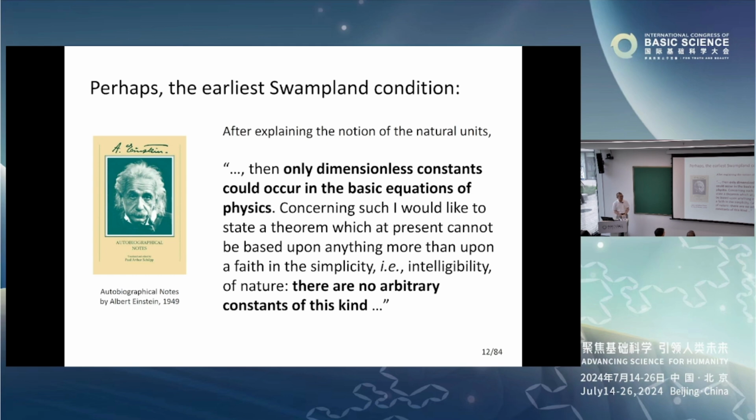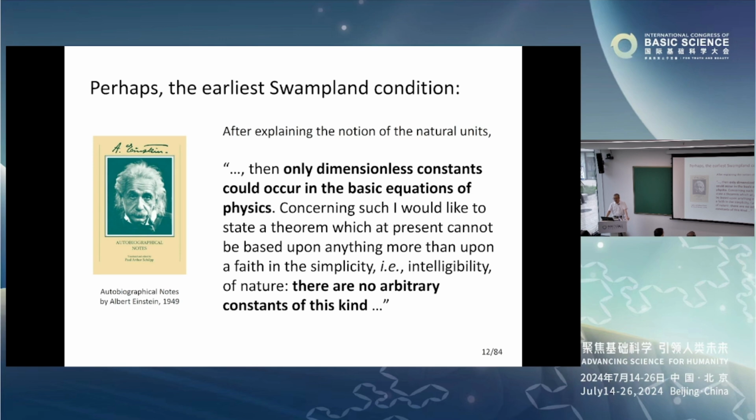So as far as I can see, the first literature on the absence of swampland condition is the autobiographical note of Albert Einstein, published in 1949, in which he had a very interesting section where he explained the notion of natural unit. Namely, he said that if you measure objects in terms of units natural to fundamental physical principles, such as Planck constant, Newton constant, etc., then everything can be expressed in terms of dimensionless numbers.